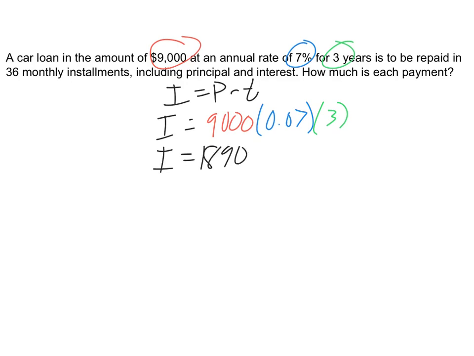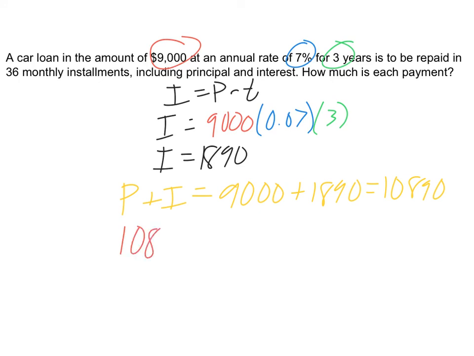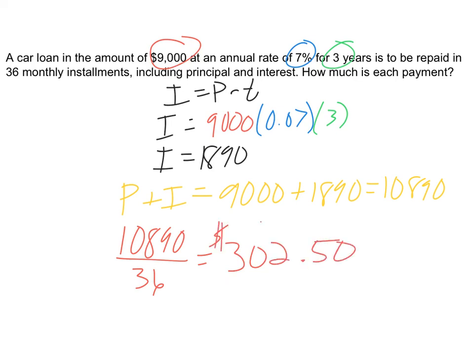So now the question is, if they're going to pay it off in 36 months, how much is each payment going to be? So now what we need to do is we take our principal plus our interest, to figure out how much total we owe. So that would be $10,890. And now, to find the monthly payments, we take that $10,890 and we divide it by the number of payments, so 36. So $10,890 divided by 36. Each monthly payment is going to be $302.50.